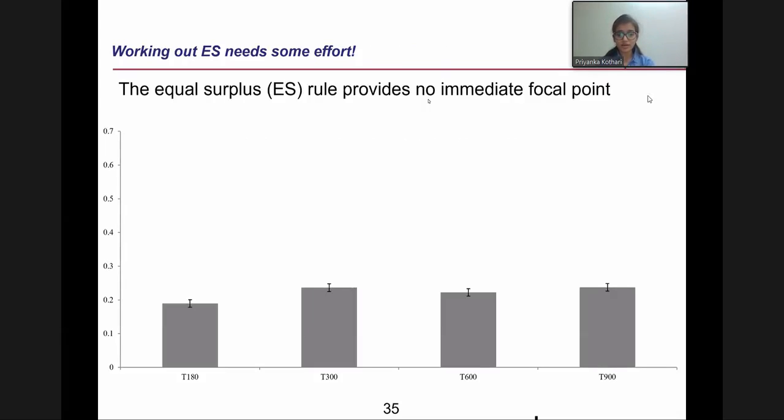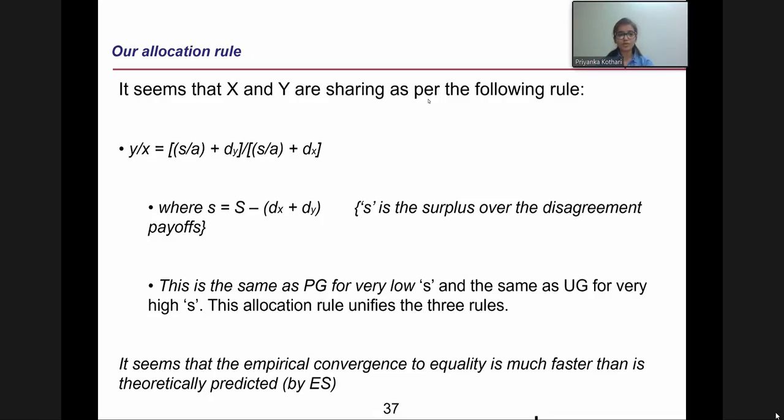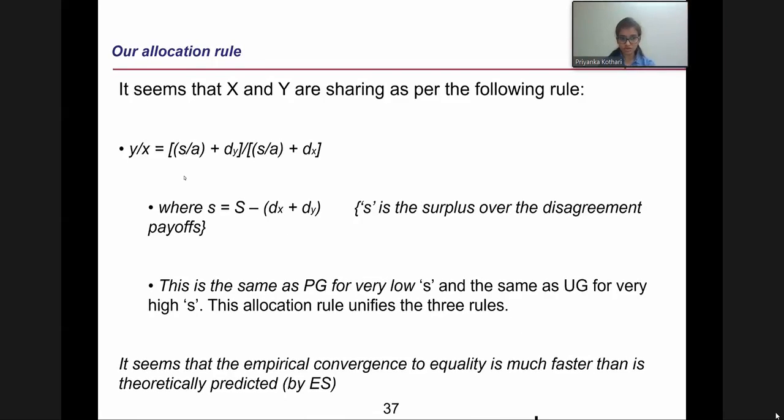And to sum up all these three fairness ideals that we have just seen, we also come up with our own allocation rule, which is given by this equation over here in the second line, which says in what proportion y and x should distribute the pie size. Small s over here represents the surplus over disagreement payoff, and dy and dx are nothing but their disagreement payoffs, and a is a constant.